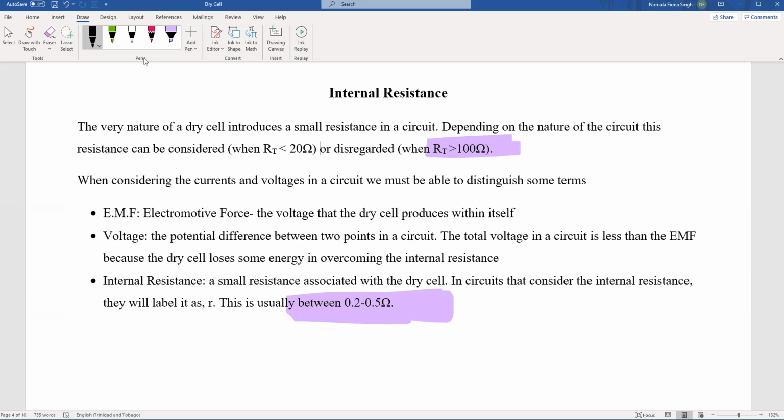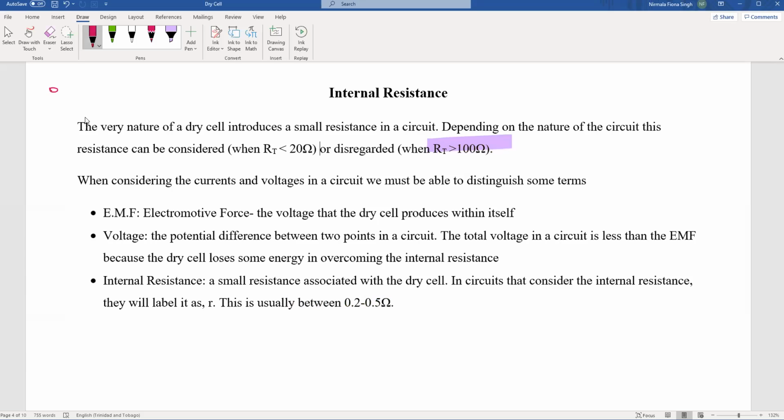All right, so we consider internal resistance when we're working with a small resistance circuit, and we disregard it when we're working with a relatively higher resistance circuit. That makes a little bit of sense, you guys? Good. It's just by comparing one to the next.